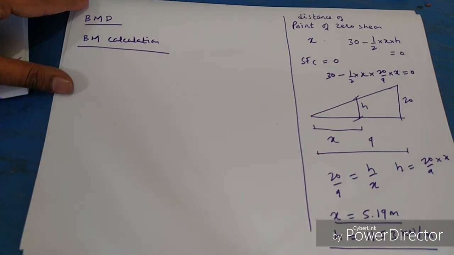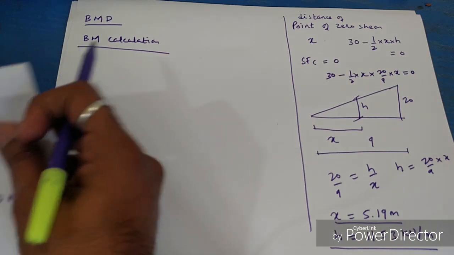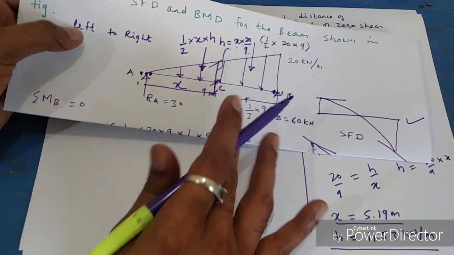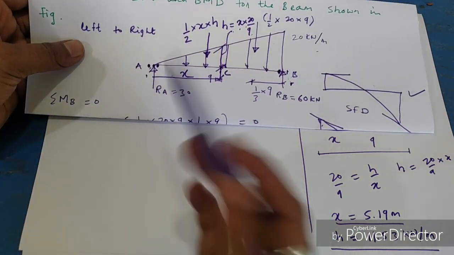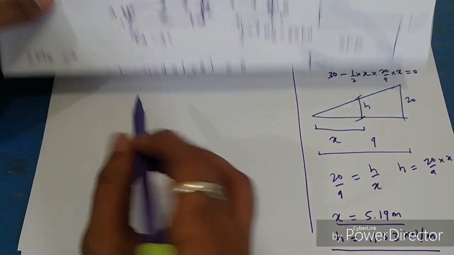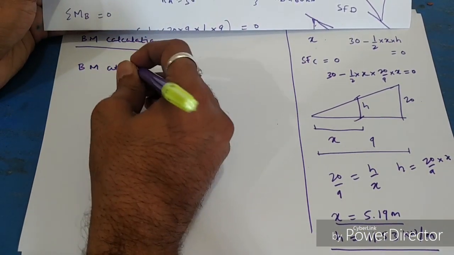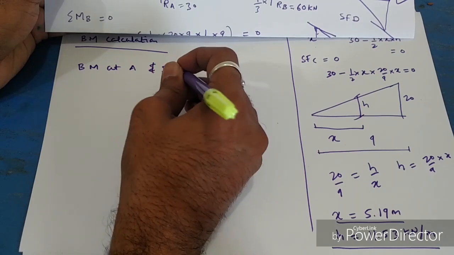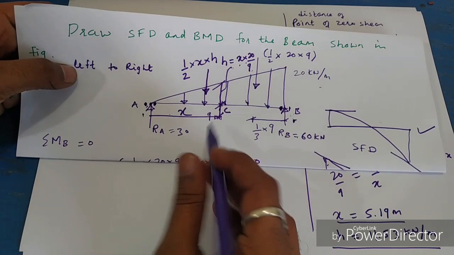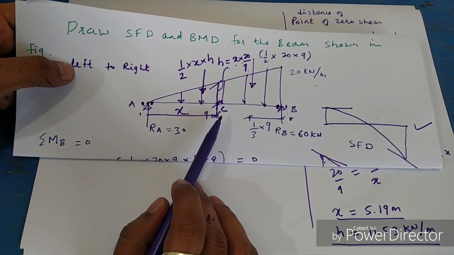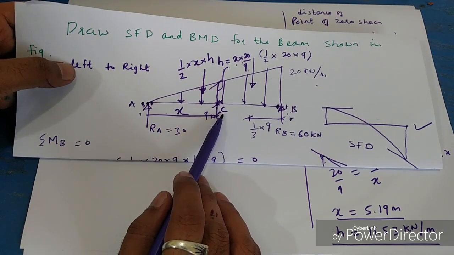We can draw bending moment diagram. Before that, we have to do the bending moment calculation. You see, we have 3 points, A, C and B. A and B are simply supported. So bending moment at A and bending moment at B is 0, because they are simply supported. They will not resist the bending moment. The only point we have where we can calculate bending moment is the point of zero shear, the C. At C we have to calculate the bending moment.